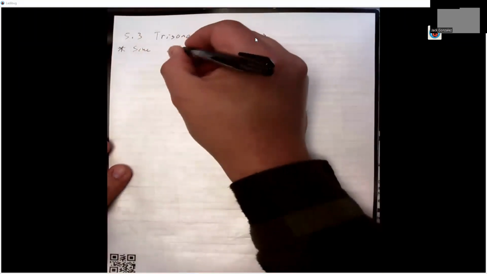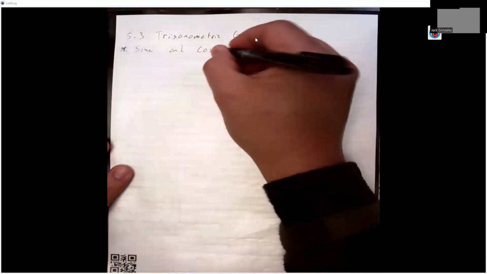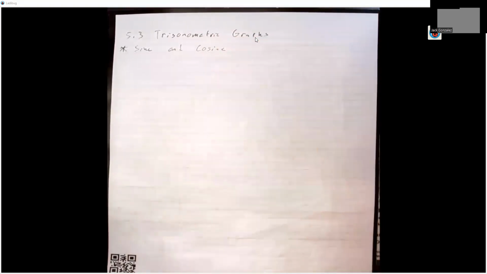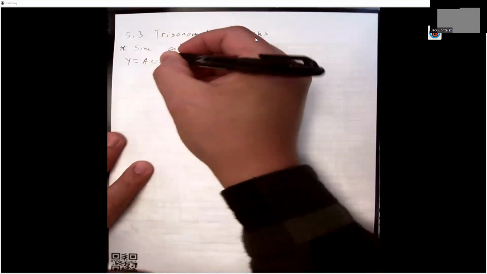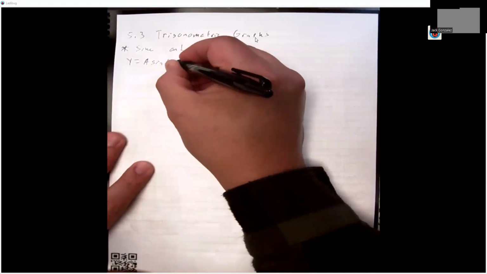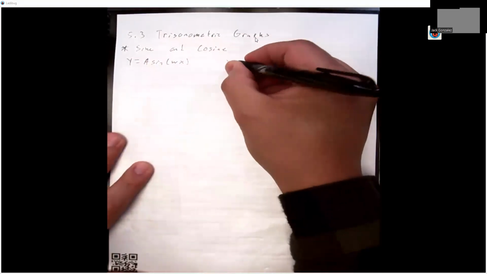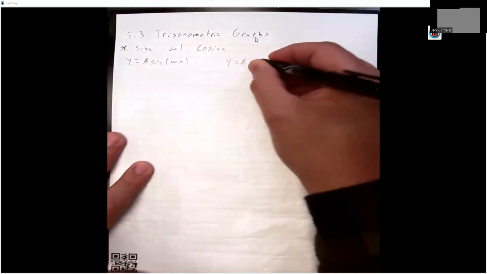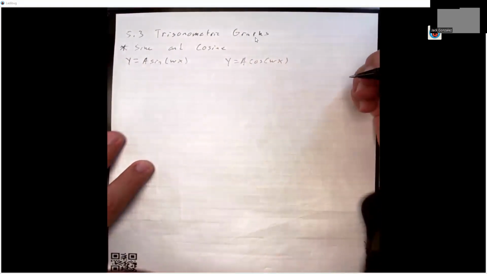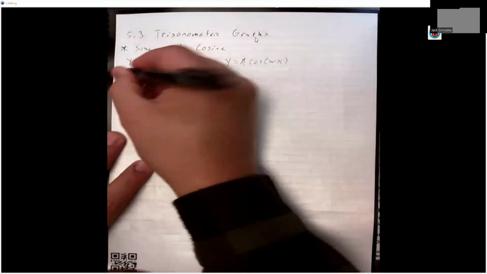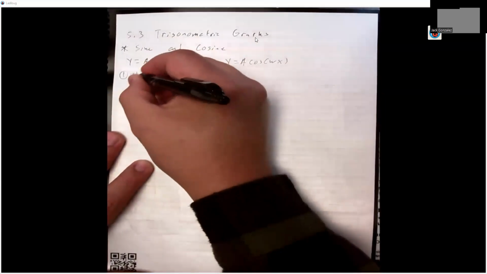Okay. So 5.3, the main thing I want you to know is what does cosine and sine look like as a graph? And given this standard general form, capital A sine of omega x and y equal to capital A cosine of omega x. Make sure you know how to find the amplitude, and this is how you find it.